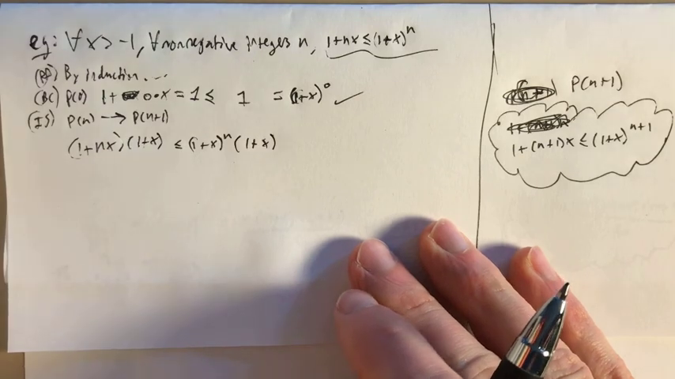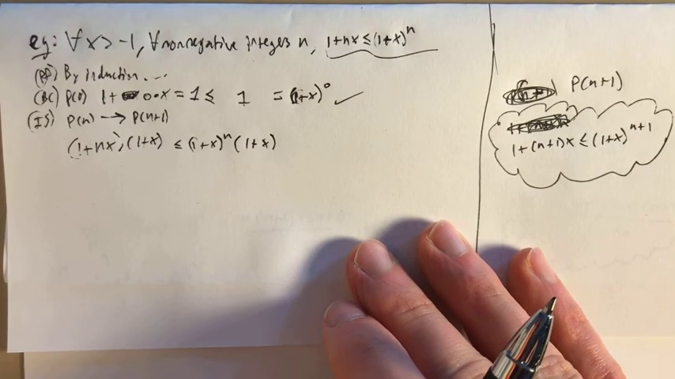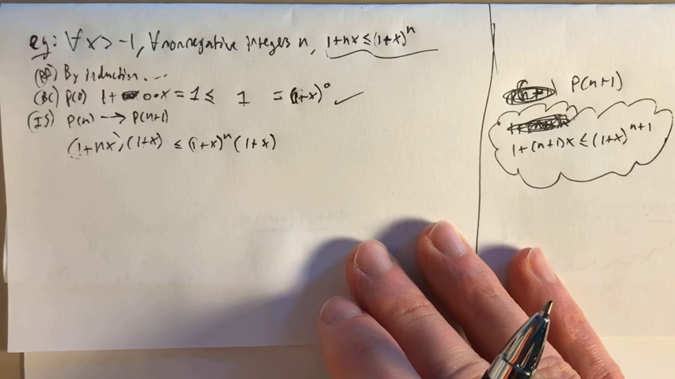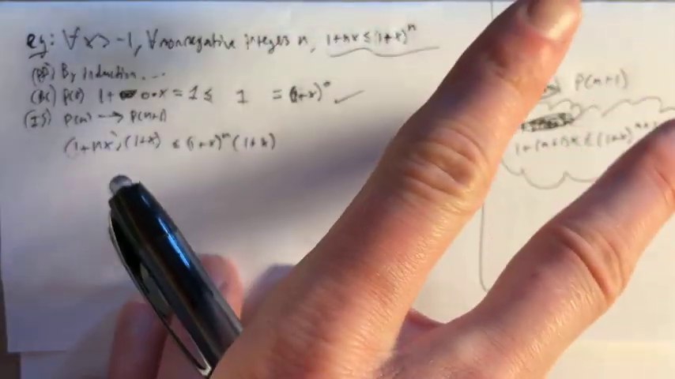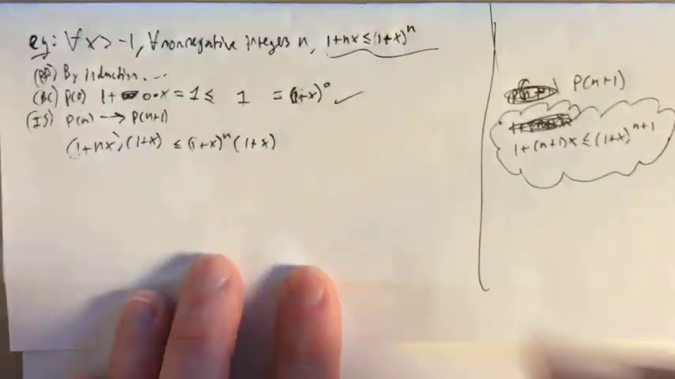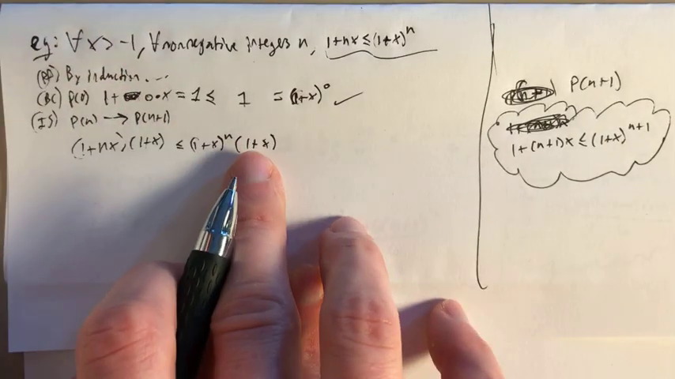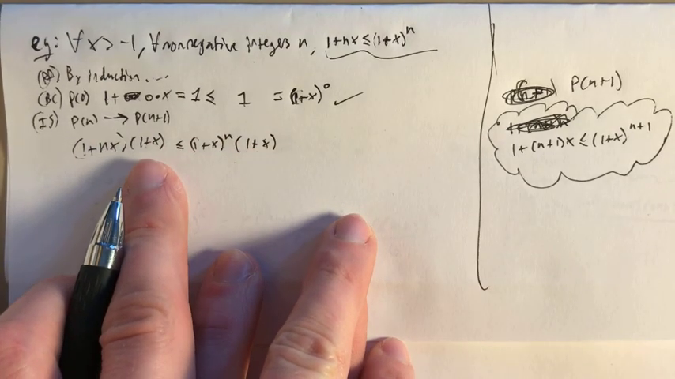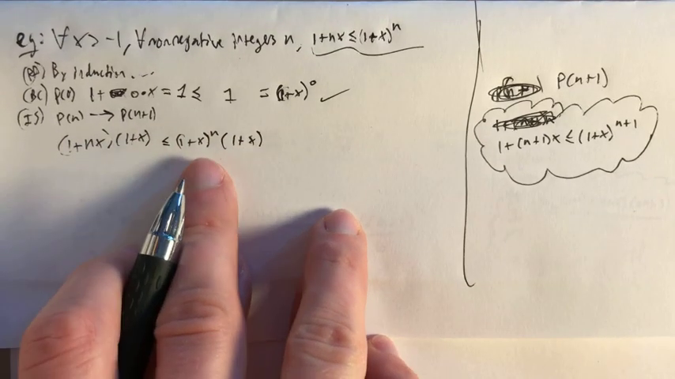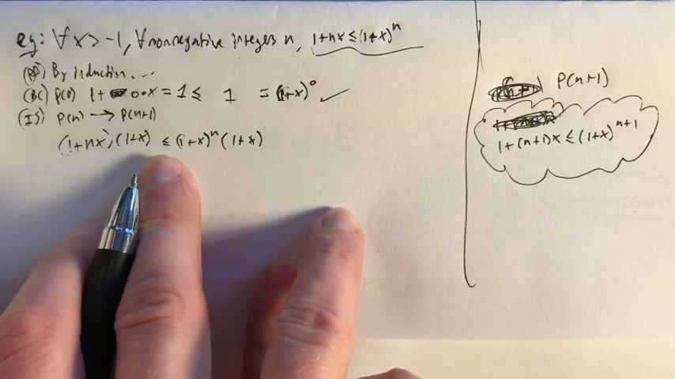Now hold on for a second. Why can I just multiply both sides of an inequality by a number? That's not always such a good idea, right? There's a potential that I could flip the inequality. I start with this inequality, I end up with the inequality going that way. Why do I know this is okay? Again, x is bigger than negative 1, which means 1 plus x is positive. So I'm multiplying both sides of the inequality by a positive number, which means I'm not switching this inequality sign.